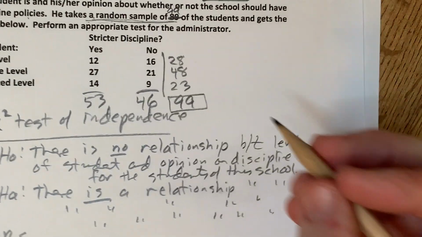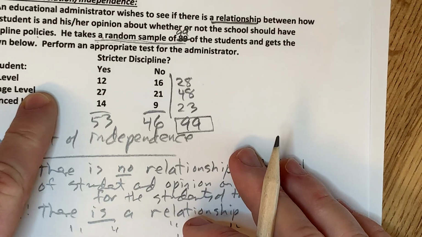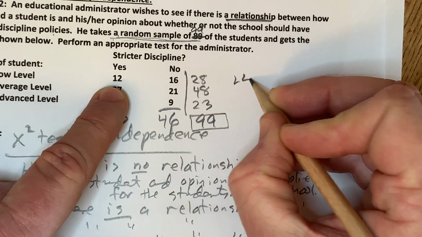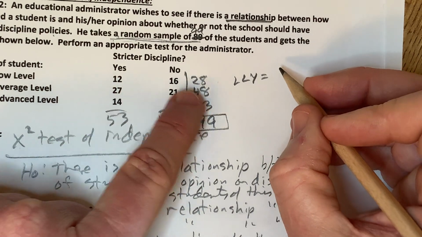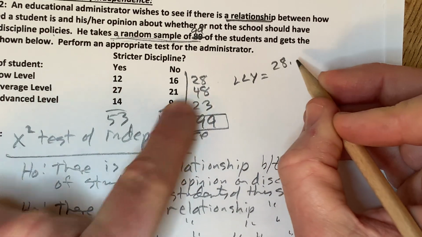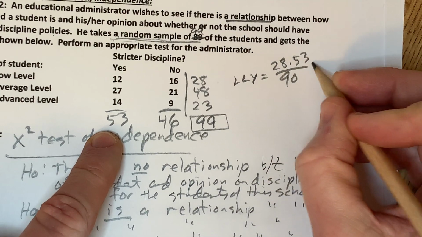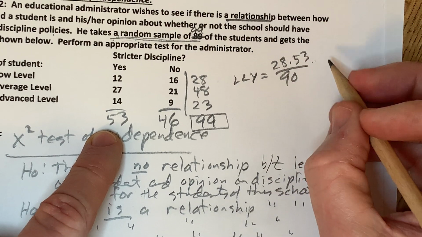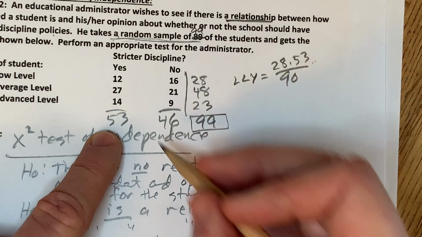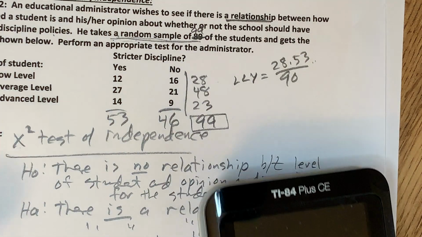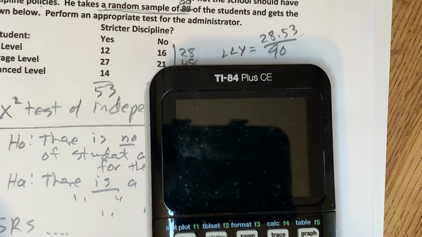But as I said, to find the expected counts by hand, for this cell, for low level yes, let's say, that's going to be the row total, 28, times the column total, 53, over the table total, 99. And you would do that, and that would be the expected count for there. You do that for all of them, just like I just explained. And then you can find your chi-square test statistic. But I'm going to go ahead and do this with the calculator.